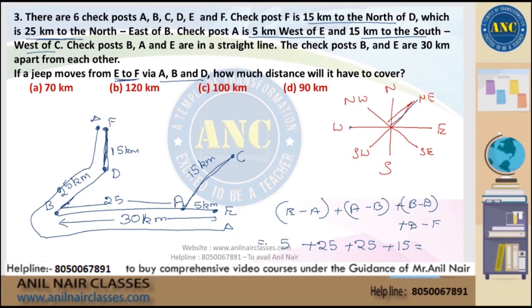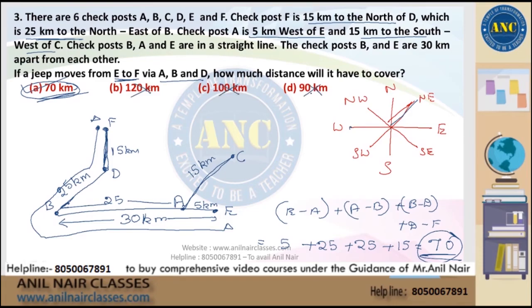So, the answer is 25 plus 5 is 30. 30 plus 25 is 55. 55 plus 15 is 55 plus 5 is 60, plus 10 is 70. So, the total distance is 70 kilometers. Is it there in the answer? Yes, it is there in option A. So, the right answer is option A, 70 kilometers. Okay.